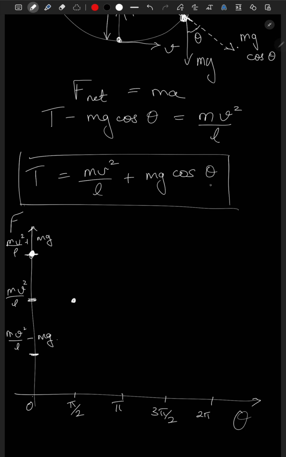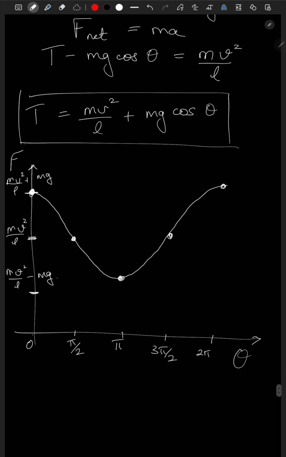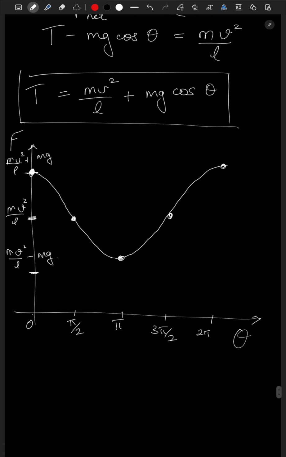You can just replace theta by pi by 2. Cos of 90 degrees is 0, and therefore this whole term is eliminated. And if we replace theta by pi, cos of pi is negative 1, and we will have minus mg, and therefore the curve would continue like this. So 3 pi by 2 and 2 pi, it would be a curve like this. So this is a curve of force against the angular displacement theta.